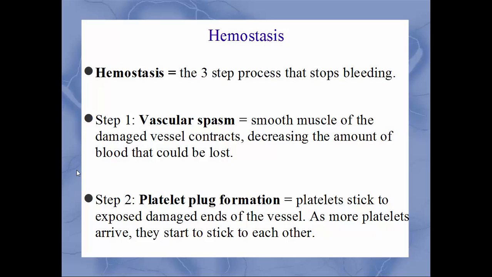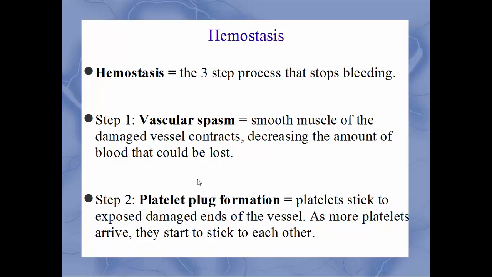The first one is called the vascular spasm. If you think of it, when you touch something very hot, you jerk your hand back as a reflex. It's the same kind of process here. Whenever vessels get damaged, the smooth muscle part of that vessel will contract as a way to help lessen the amount of blood that is lost. So it's almost as a reflex. When a vessel gets damaged or tissue gets damaged, it will try to close itself off so it doesn't lose any more blood than it already has. That's called the vascular spasm.